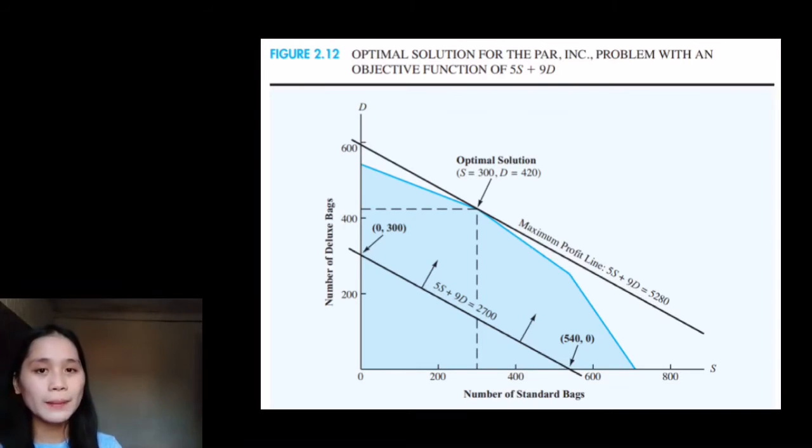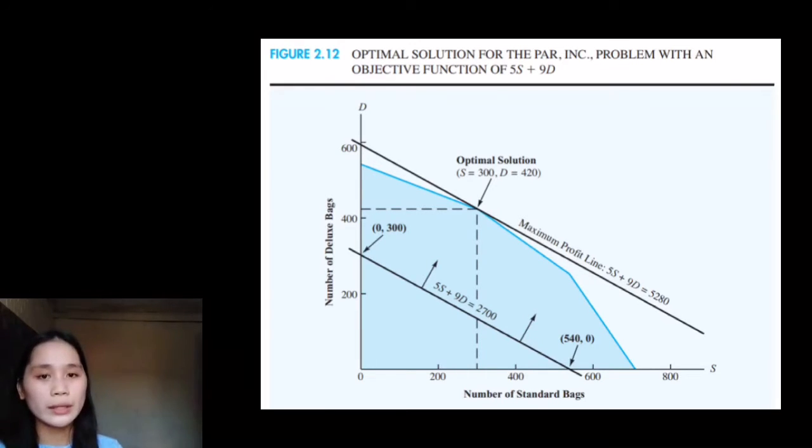Extreme points. Every point S, D corresponds to a possible solution. Every point on the graph is called a solution point. The solution point where S is 0 and D is 0 is referred to as the origin. Because S and D must be nonnegative, the graph in Figure 2.1 only displays solutions where S is at least 0 and D is at least 0.